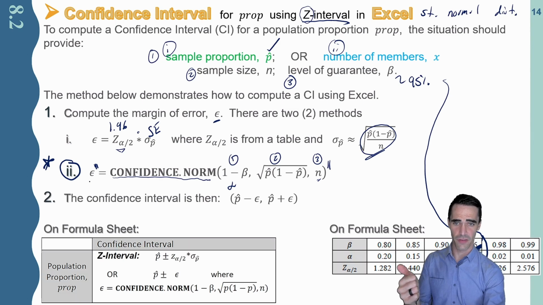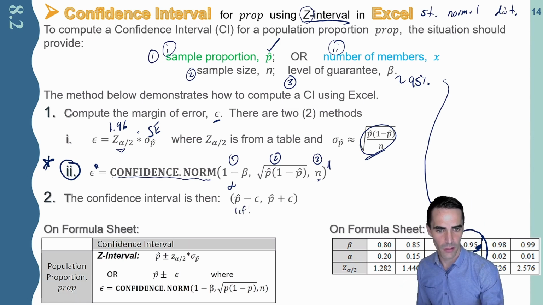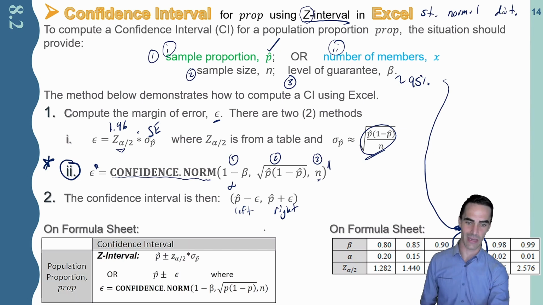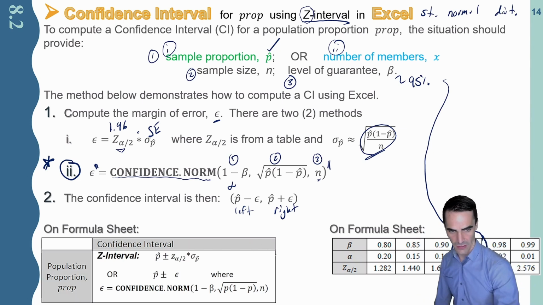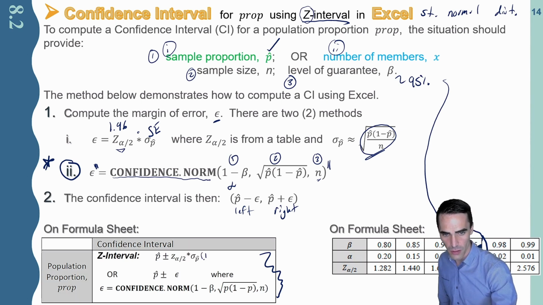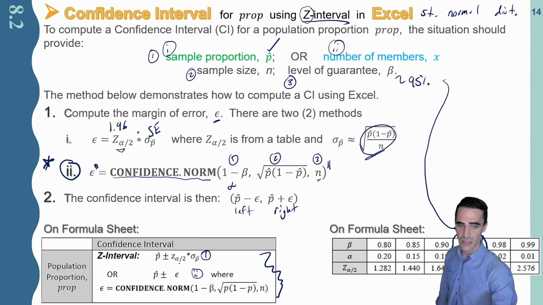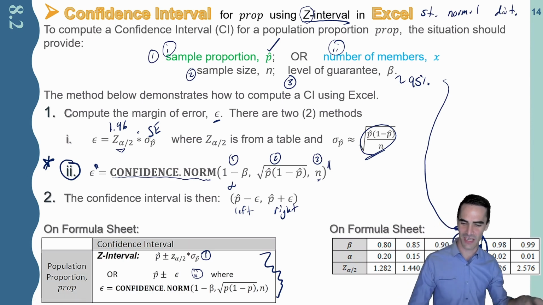Once I have the margin of error, I can build both my left and my right endpoints by subtracting and adding it. To put everything into perspective, this is kind of what you can expect to see. You have two ways to compute these confidence intervals. Either you can go plus or minus the critical value times the standard error, or, working too hard in my opinion, here's a nice little function to do it, CONFIDENCE.NORM. Let's get into some examples and see how this is actually built.